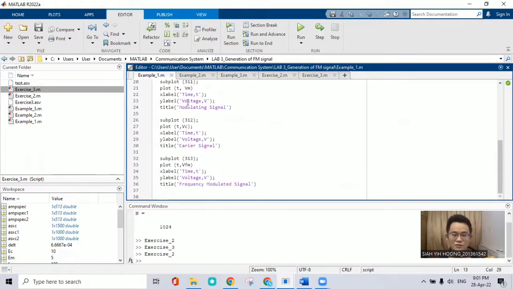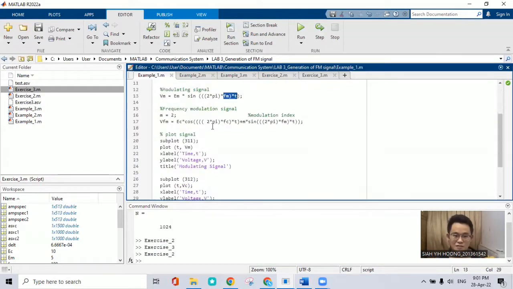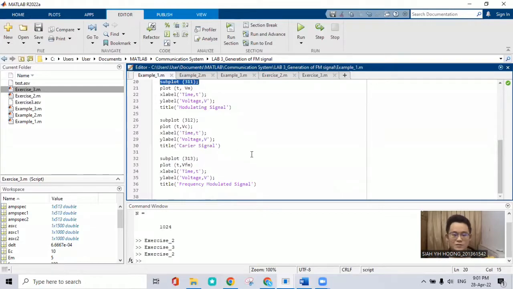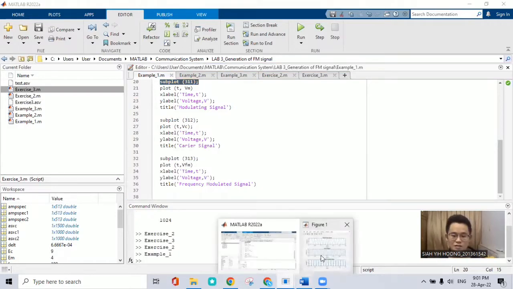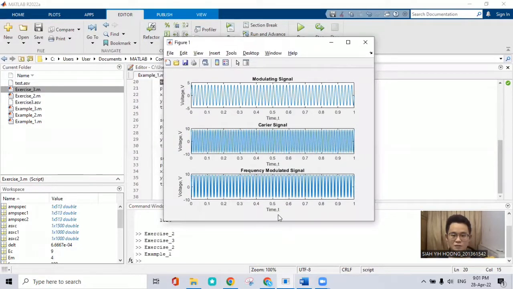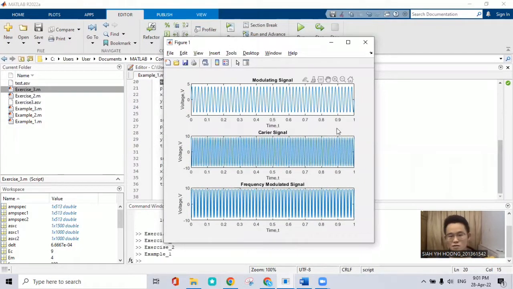After that, we need to plot the three signals out. I believe that I already showed how subplot works in the previous lab, and therefore I will just skip this part. We need to label our plot and the title also. After that, we just need to run. So this is the signal we get from the code. This is the modulating signal, this is the carrier signal, and this is the frequency modulated signal.